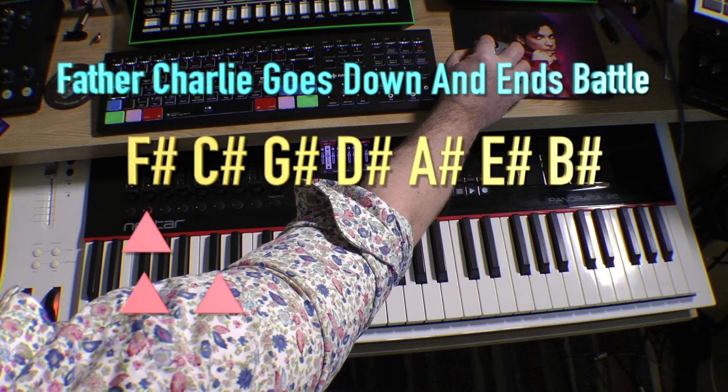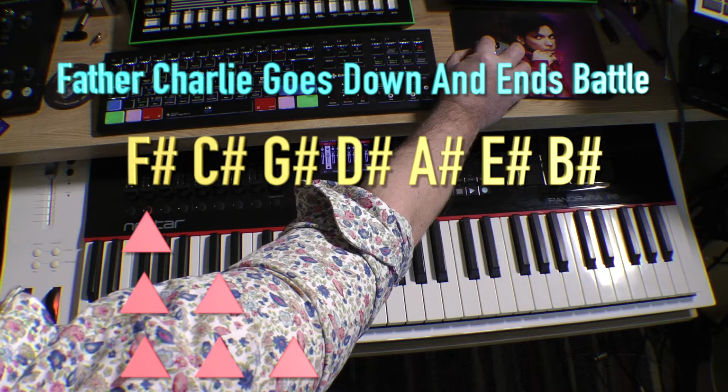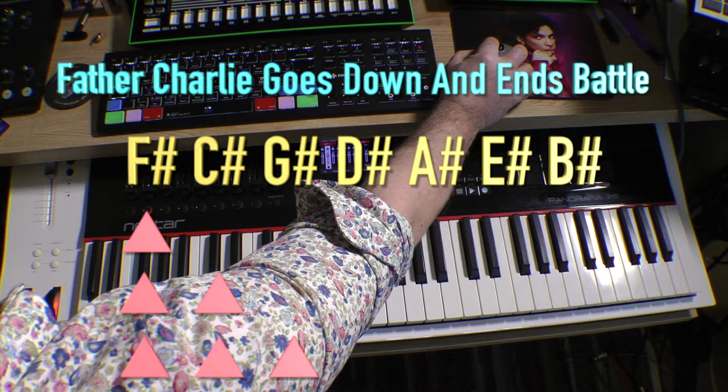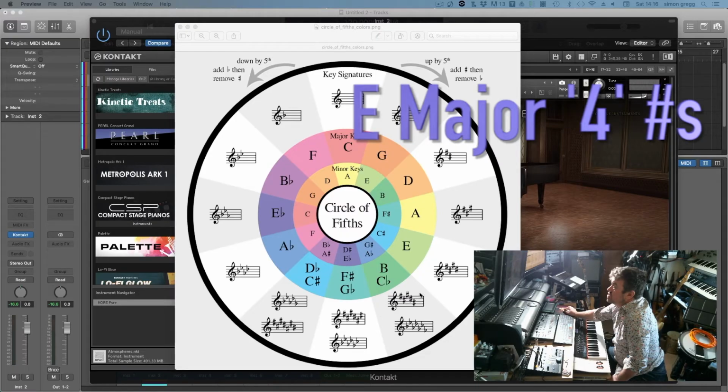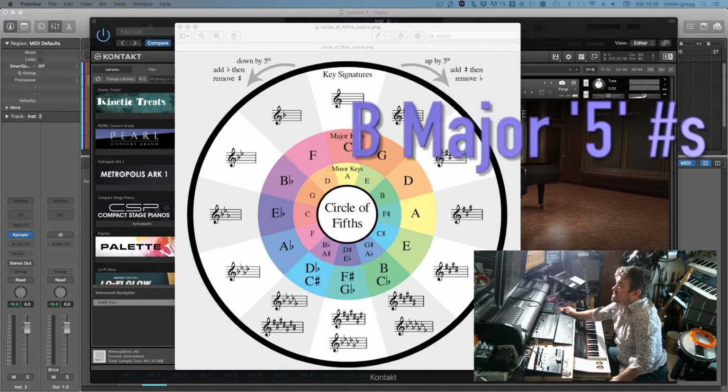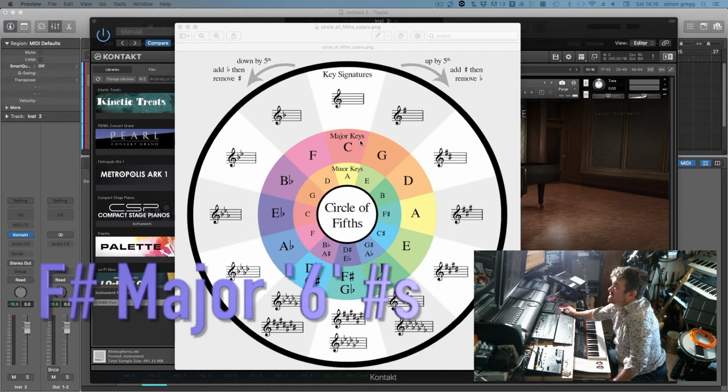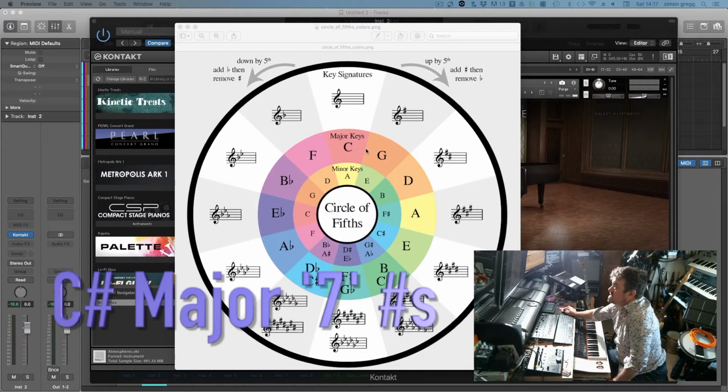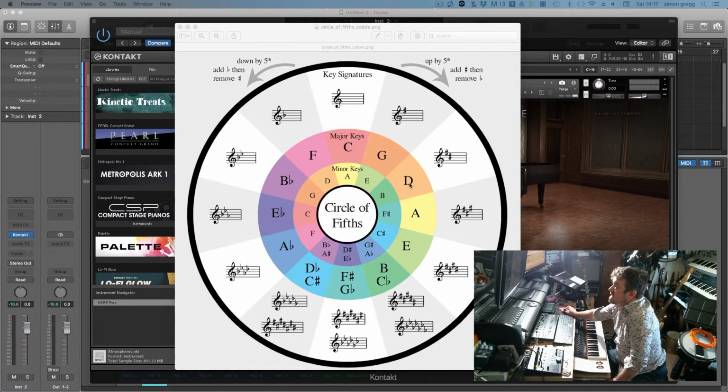In the key of A, Father, Charlie, goes. Father, Charlie, goes down and ends battle. It's the order in which the sharps are added.